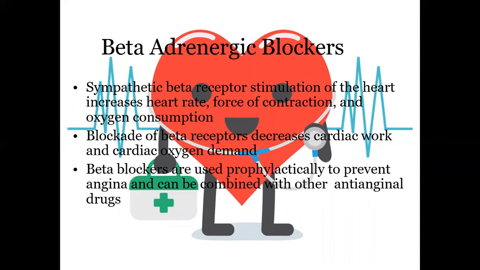Now, beta-adrenergic blockers. Sympathetic beta receptor stimulation increases the heart rate, force of contraction, and oxygen consumption. Blockage of beta receptors decreases the cardiac work and cardiac oxygen demand. Beta blockers are used prophylactically to prevent angina and can be combined with other anti-anginal drugs also.